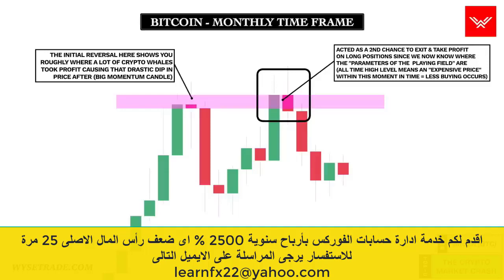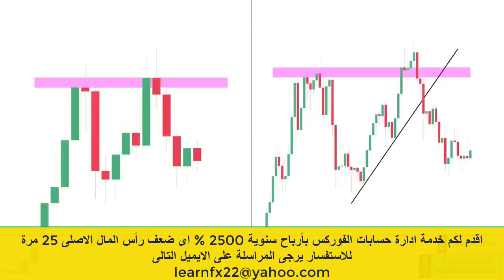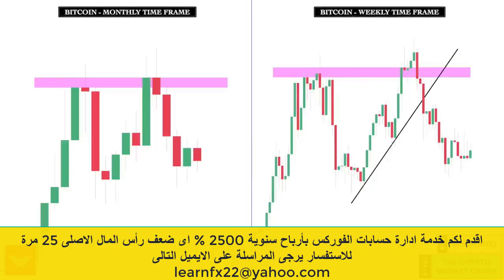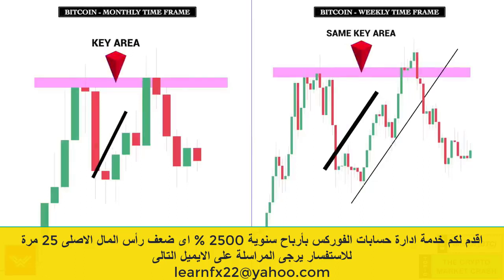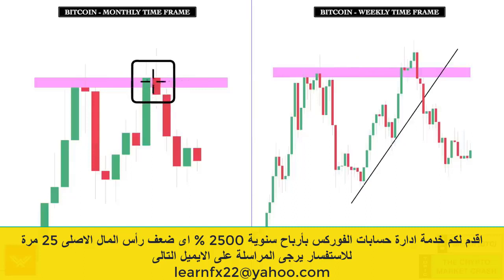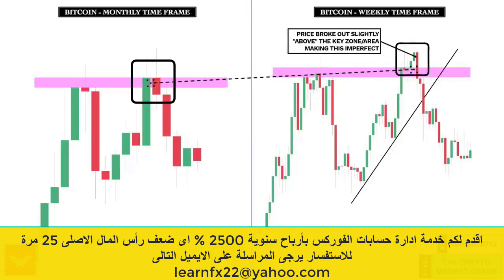Now let's pull up the weekly time frame and put it beside this one. On the left is the Bitcoin monthly time frame we just looked at, and on the right is the Bitcoin weekly time frame. Same key level and area, same uptrend. This area here is this same area here. Again, notice how on the weekly time frame, price broke out slightly above, making this an imperfect area.